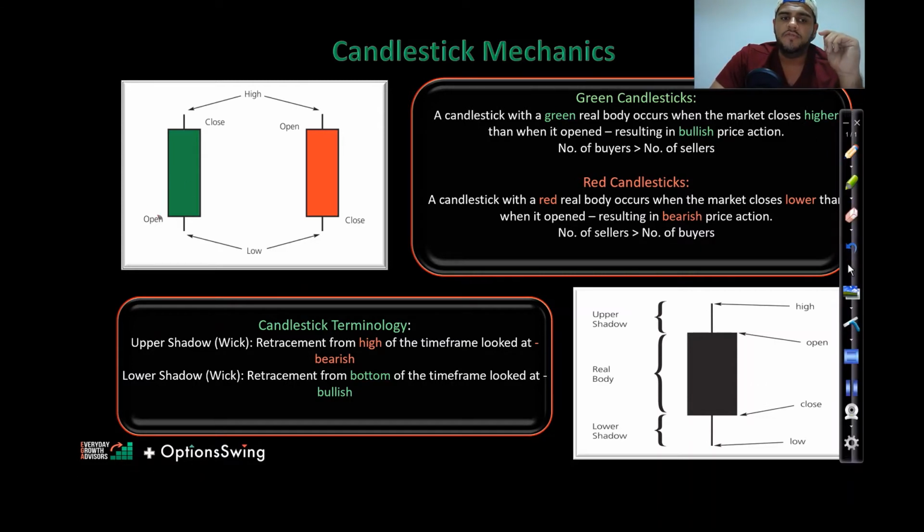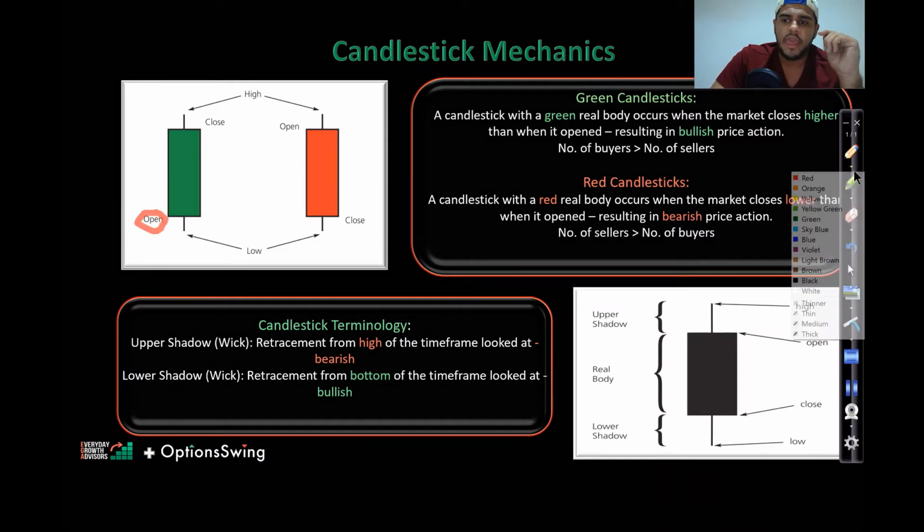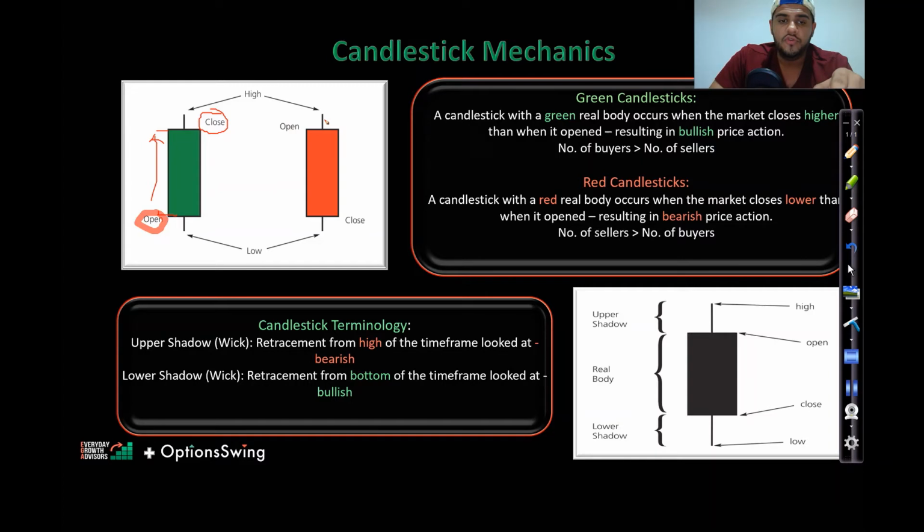So if you're looking at a green candle, this is where the price opened, and the price would go up to here, and this is where it would close, and that gives you the green body, which makes it the candlestick that it is. The inverse is true for the red candlestick. This is where it opens, and this is where it closes. The price goes that way. And these are the highs, and these are the lows.